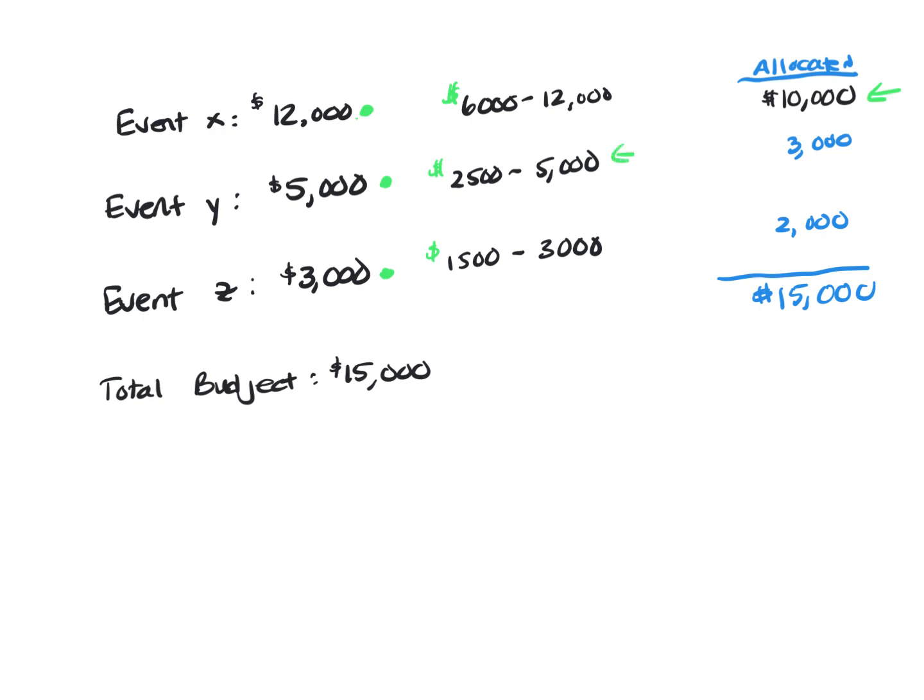This could be $4,000. You could choose $4,000 for event Y, but that would leave $1,000 for event Z, and event Z is going to be at least $1,500. So $4,000 won't work. So it's got to be $3,000. It can't be $2,000 because it's going to be at least $2,500. So if this is $3,000, I've got $2,000 left over for event Z, and that's it.